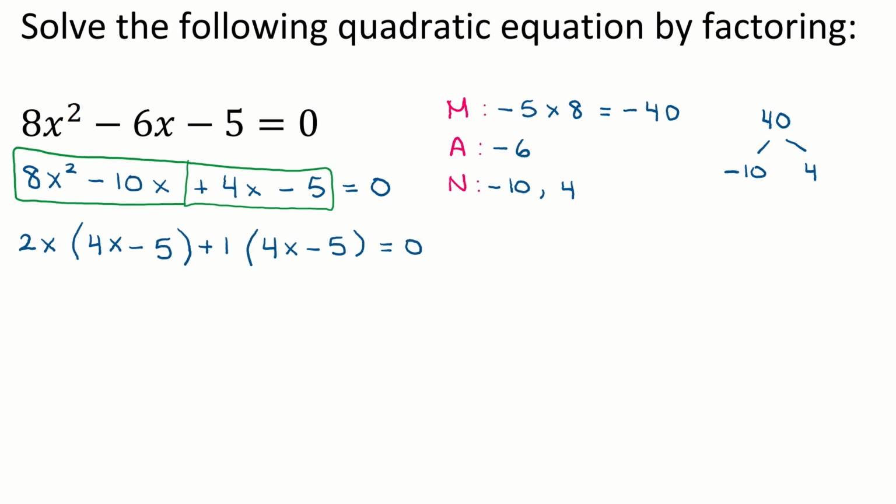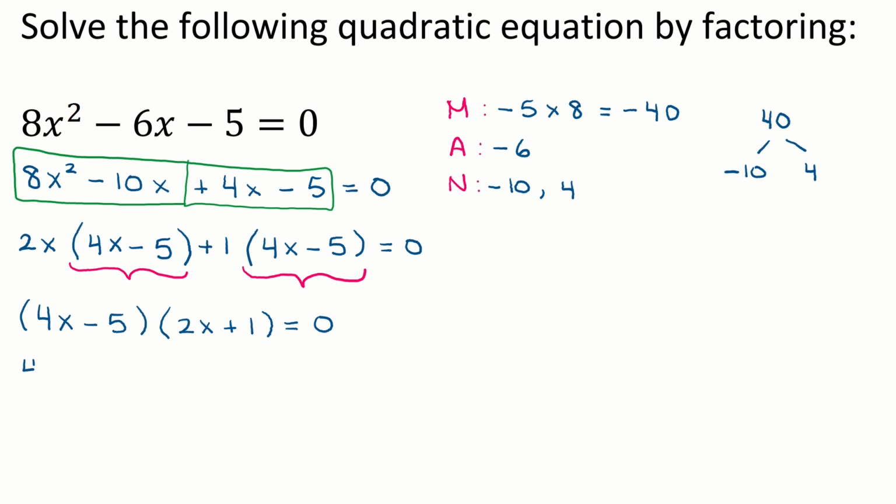In my next line, I'm going to do a quick check. So 4x minus 5 is the same. Those two brackets are identical, which is perfect. That's going to form one of my brackets. So I have 4x minus 5 as my first bracket, and my second bracket will be 2x plus 1. And then set each bracket equal to 0 and solve.